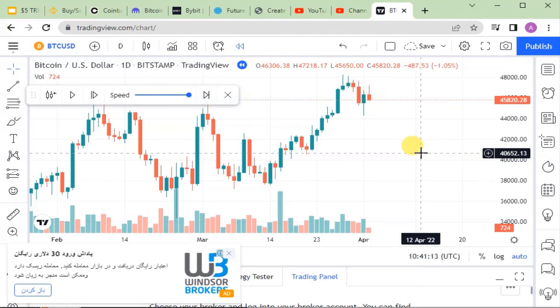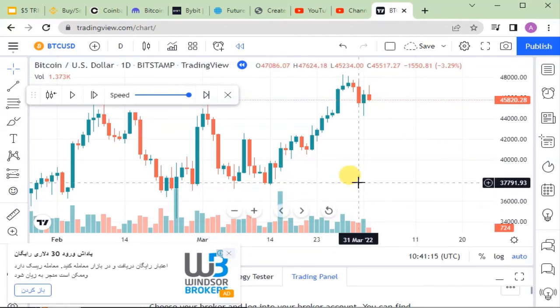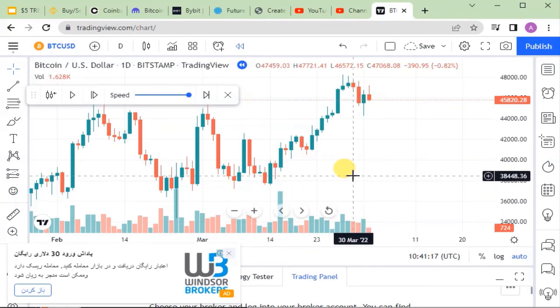And you can implement this, and guys, please make sure you practice this on the demo account before implementing it on your real account. And I'm very sure if you put these different types of orders into practice, it's going to improve your win rate.